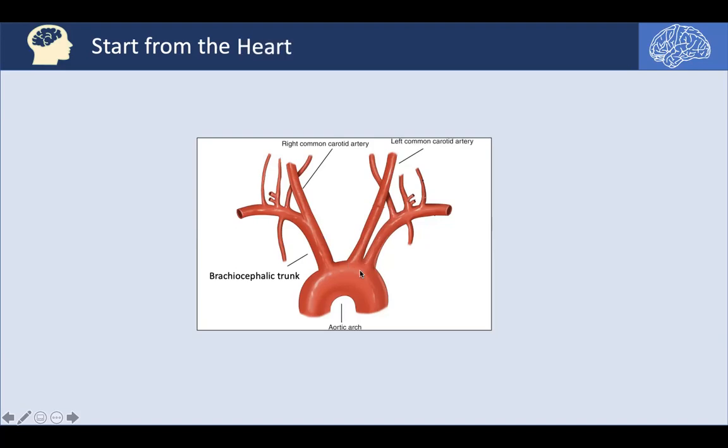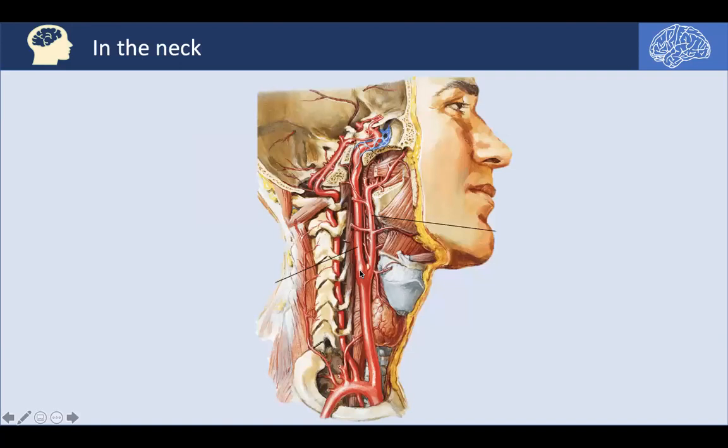Now we are at the heart level, moving upward. Now we are in the neck. Here we can see a right-sided dissected neck. This is the right common carotid artery passing deep in the neck, and at the level of the C3, C4 vertebral level, or at the level of the thyroid cartilage, the common carotid artery bifurcates into an internal carotid artery, which will run deep in the skull to supply the brain and the eye, and the external carotid artery, which will run superficial to the skull and supply the head and neck structures.